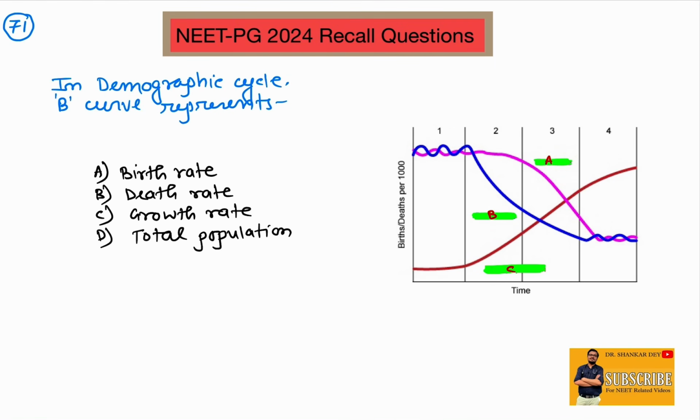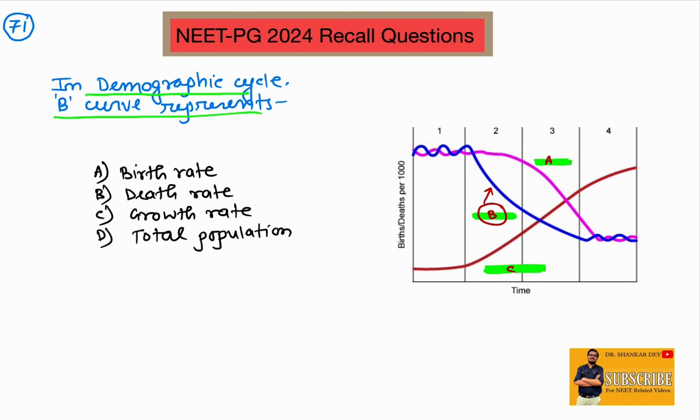So welcome to the 8th NEET-PG 2024 recall question discussion. Starting with question number 71. In the demographic cycle, what does the B curve represent? Here B is marked. This curve was asked. So what does this B curve, the blue curve, represent?